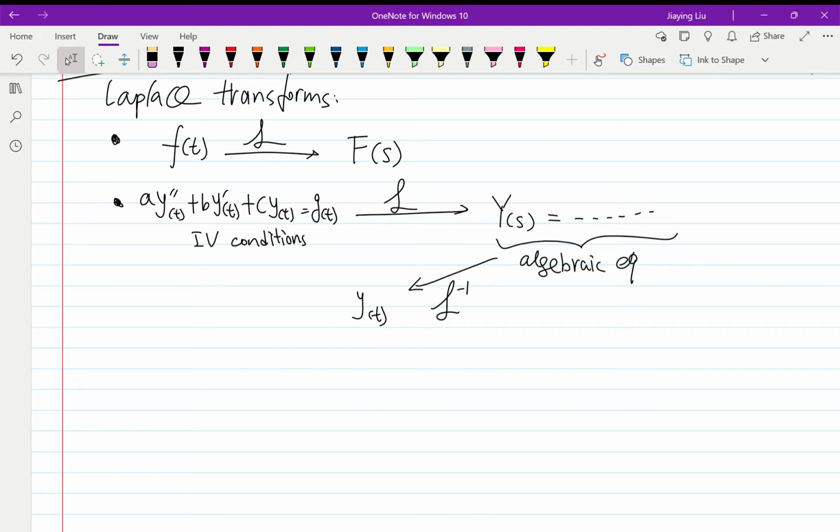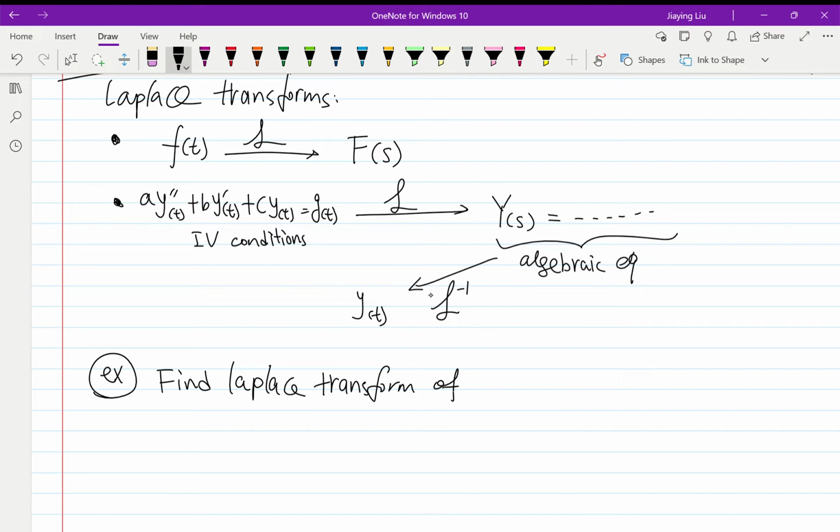Let's look at some examples. The first example is we're going to find the Laplace transform of a function f of t. Let's just say the function is e to the negative 4t, for example. Let's just say we don't know any shortcuts. All we have is the definition. Can we translate this using the Laplace transform to get a different function in terms of s, not t?